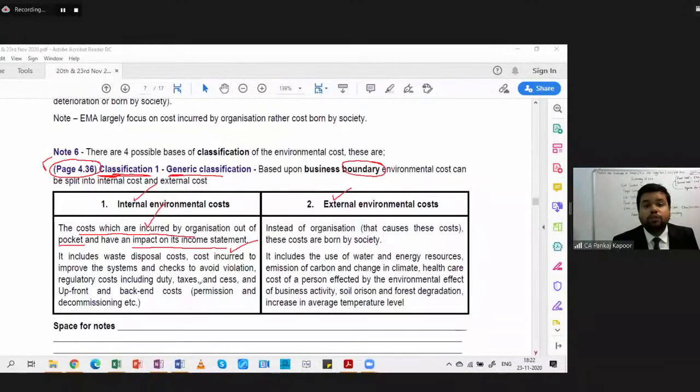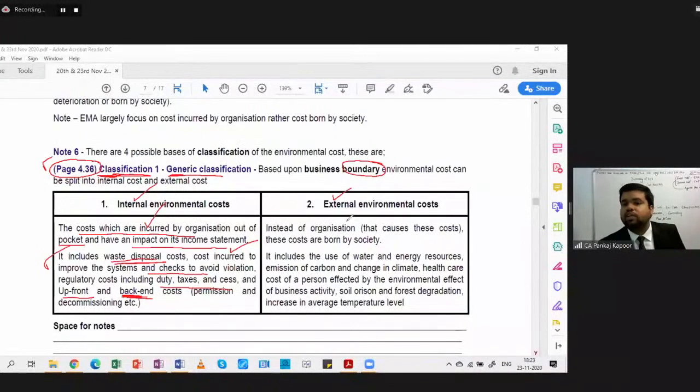The cost incurred in the form of environment related taxes and duties, the cost incurred on setting up the project, the cost incurred on decommissioning the project, the cost incurred on the treatment or disposal of water or waste, the cost incurred to conduct environment audits. Okay, so these costs can be categorized as internal environmental cost.